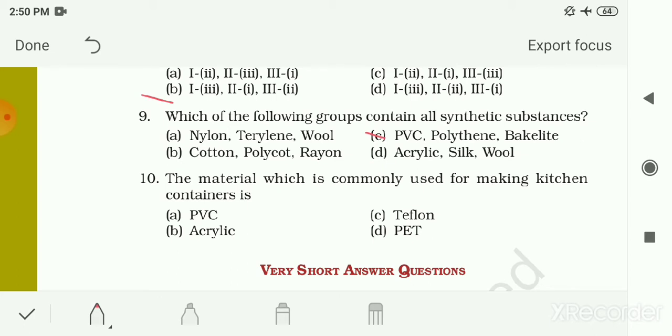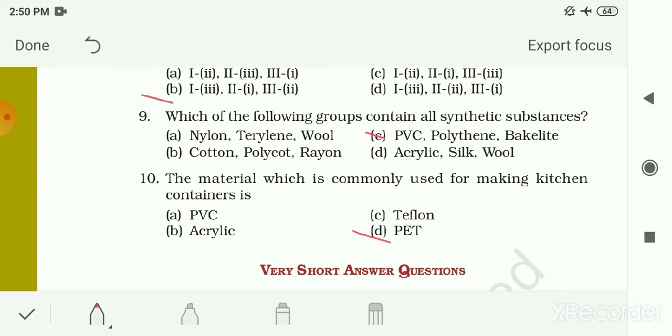Next, number 10: the material which is commonly used for making kitchen containers is, so from which material are we making the containers that are used in the kitchen or to store food? The options given are PVC, acrylic, Teflon and PET. We make the containers from PET. So your answer is option D, PET. The full form of PET is polyethylene terephthalate, which we had already seen. So from this PET we are making the plastic containers which are used to store food.